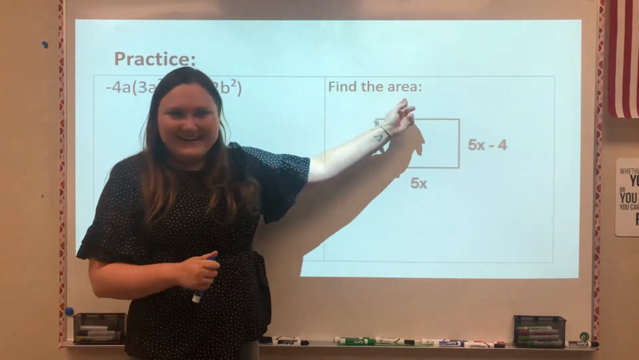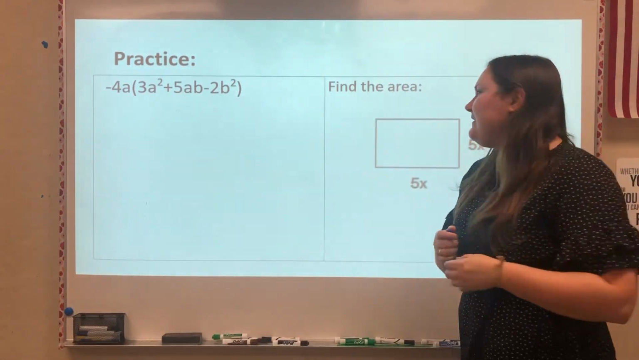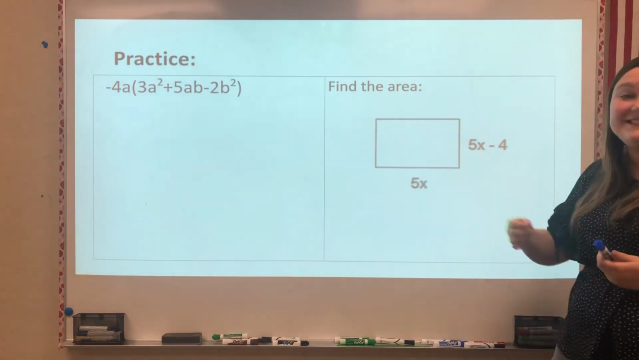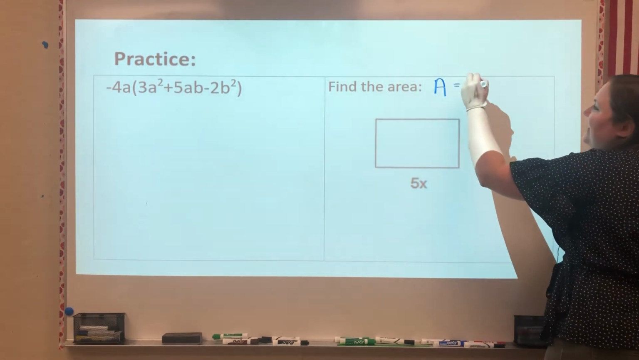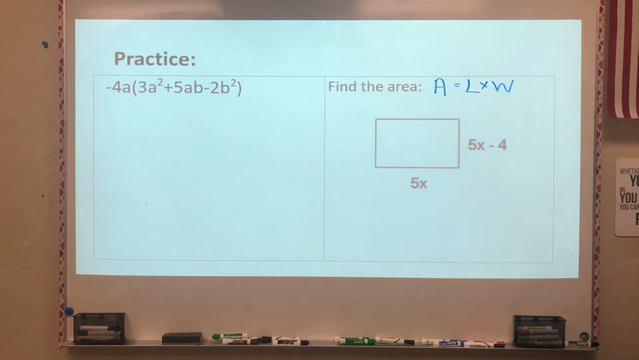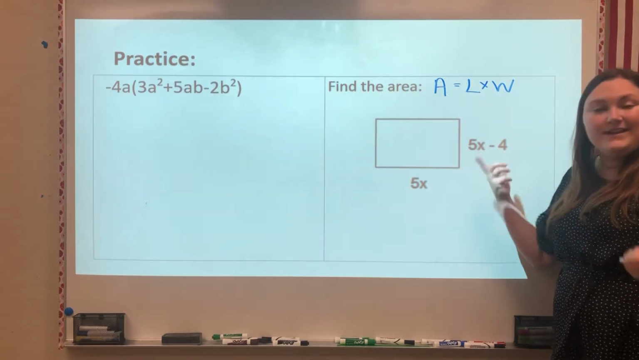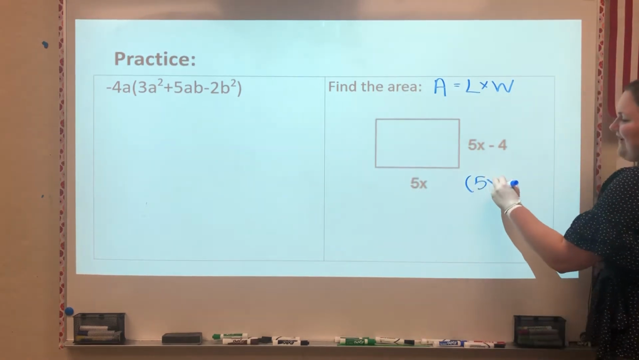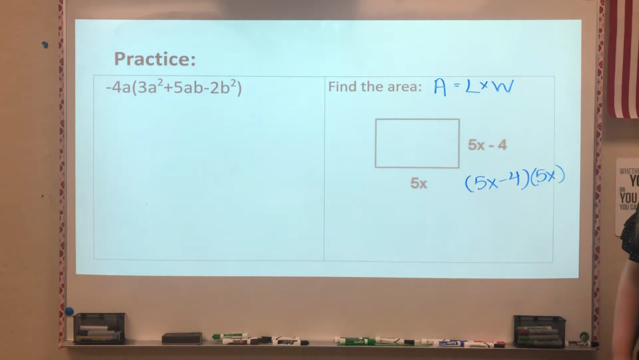Well, do we remember what area is? We've looked at some perimeter problems with polynomials, but no area problems yet. If you are finding the area of something, that is how much space is inside the shape. And to find area of a rectangle, we're using the formula area equals length times width. So if I want to find the area of this, that means I want to multiply my two sides together. Doesn't matter how you write that. So sometimes people write it as 5x minus 4 times 5x, and that's totally fine.